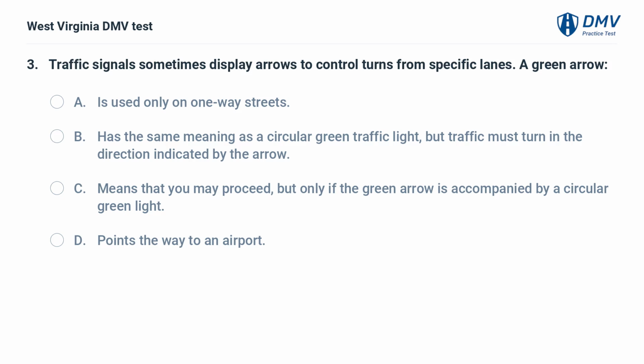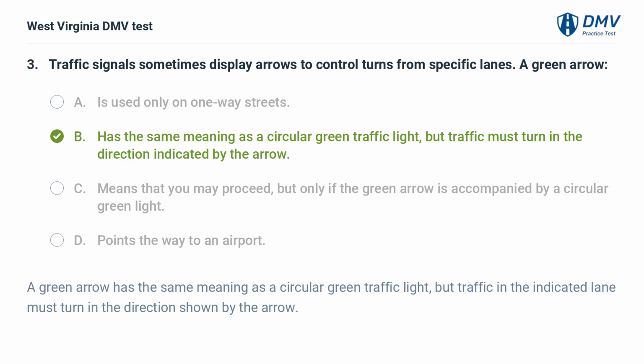Traffic signals sometimes display arrows to control turns from specific lanes. A green arrow A is used only on one-way streets. B has the same meaning as a circular green traffic light, but traffic must turn in the direction indicated by the arrow. C means that you may proceed, but only if the green arrow is accompanied by a circular green light. D points the way to an airport.